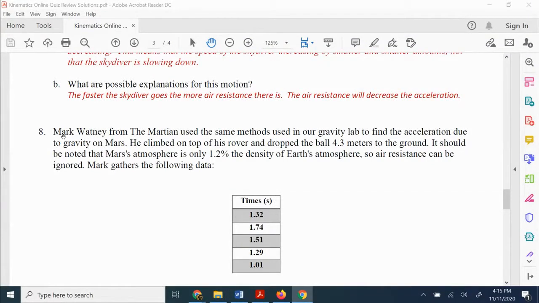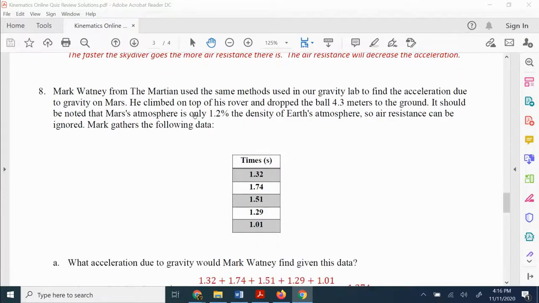Lastly, we have Mark Watney from The Martian. He's on Mars, trying to figure out the acceleration due to gravity on Mars. It should be noted that the density of the atmosphere is 1.2. All that's telling you is that you can ignore air resistance.